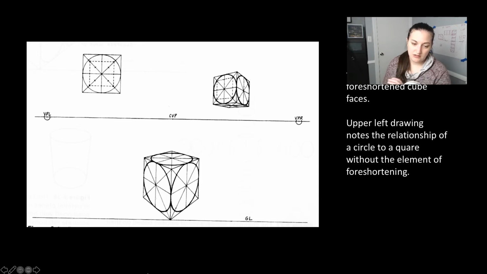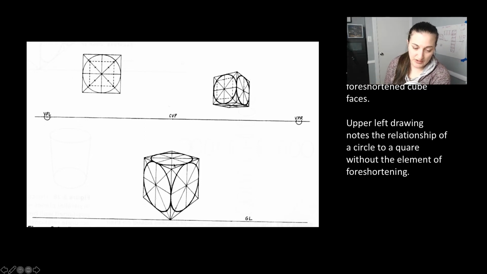So by that I mean this would be a horizontal plane, so this top of the cube is a horizontal plane because it's going back horizontally. This would be a vertical plane, and this would be a vertical plane, right? Vertical plane, horizontal plane. So the same rules apply for doing ellipses on the tops and bottoms of things as well as the sides of the cube.